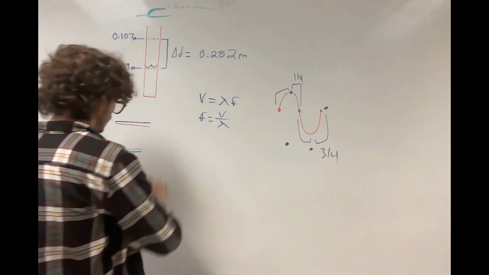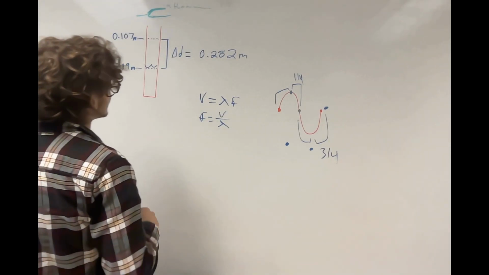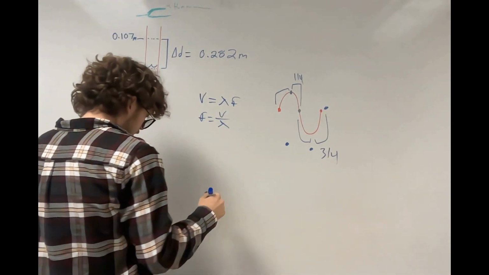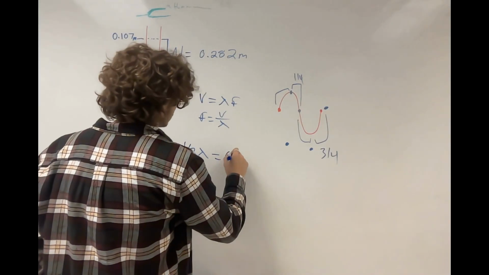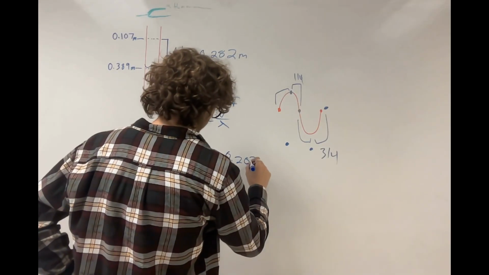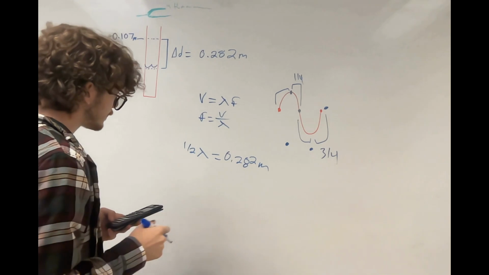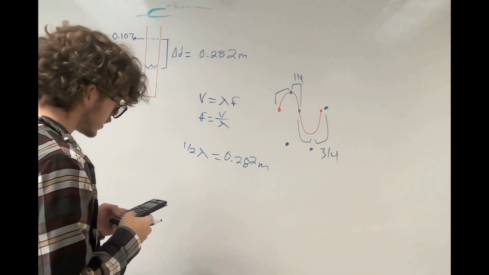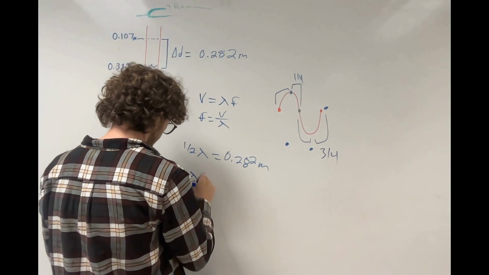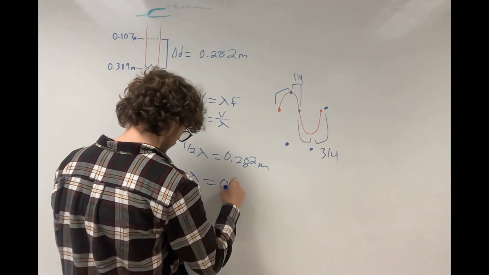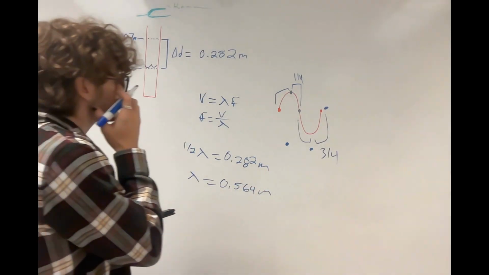So let's set up a relationship, so we can easily find it. We said that 1/2 lambda is equal to 0.282 meters. So let's do some simple algebra here to find that. Multiply both sides by 2. We find that lambda is really equal to 0.564 meters. Okay, so we know that.